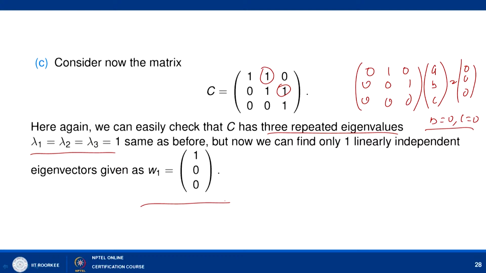So, we have seen 3 cases basically. All of them have the same set of repeated eigenvalues, that is 1 1 1. All the 3 are 3 cross 3 matrices, but in one case we have 3 linearly independent eigenvectors, in another case we have 2 linearly independent eigenvectors, and in the last case we have only 1 linearly independent eigenvector.